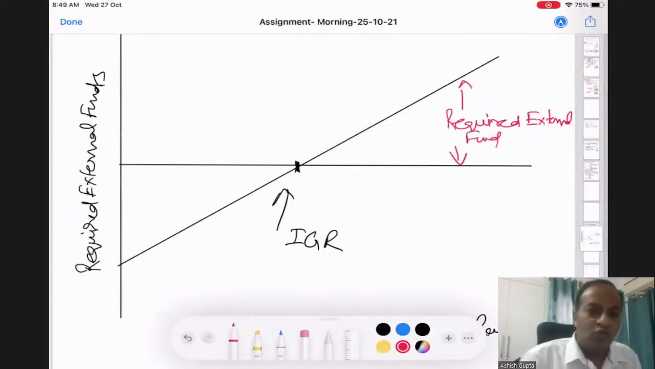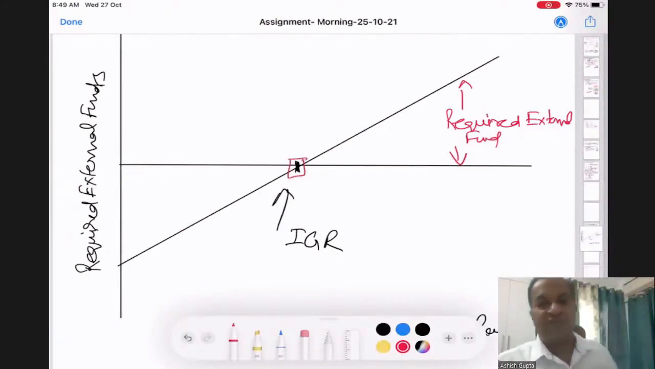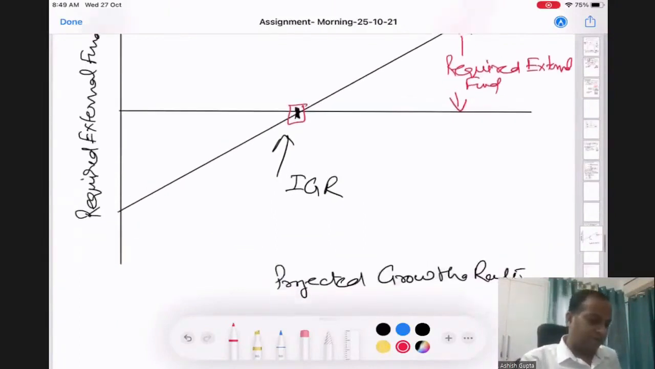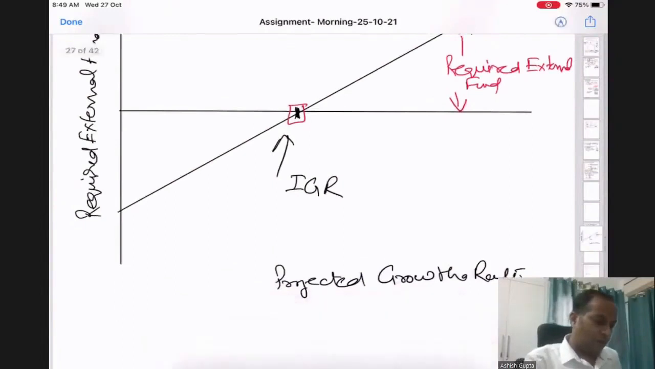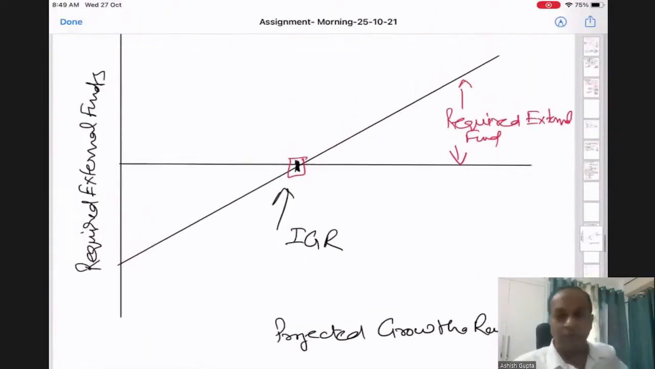Okay, students. So you can see that until this point I am not using external funds. Whatever growth rate there is, this will be my IGR, and after that it will be the required external funding rate. Okay, students. So I hope the conceptual difference between SGR and internal growth rate is clear to you.